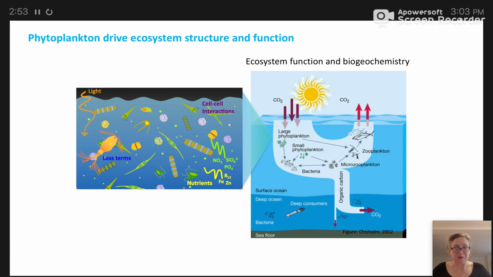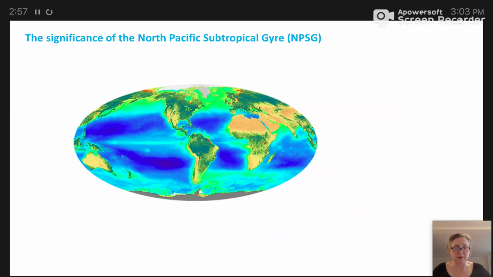The work that I'm going to be talking about today is all focused on the North Pacific Subtropical Gyre, or NPSG for short. It's arguably the largest biome on the planet, and in these low nutrient waters, even though the phytoplankton are perhaps not as dense as shown in this chlorophyll image here as in other environments, because it is such a large swath of ocean, it is critically important to study.